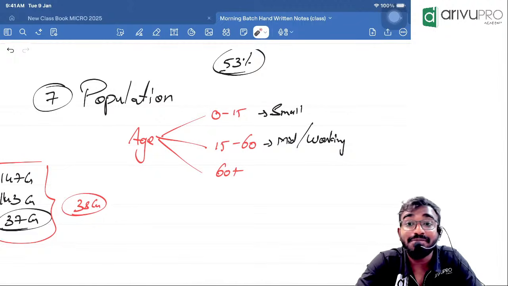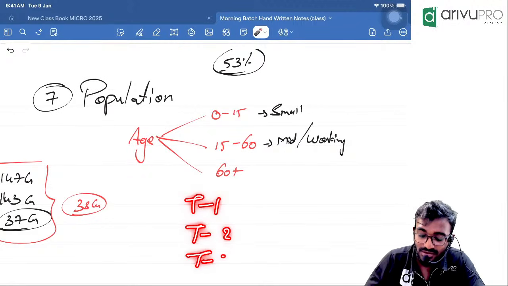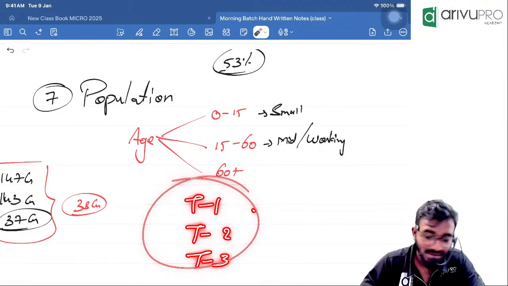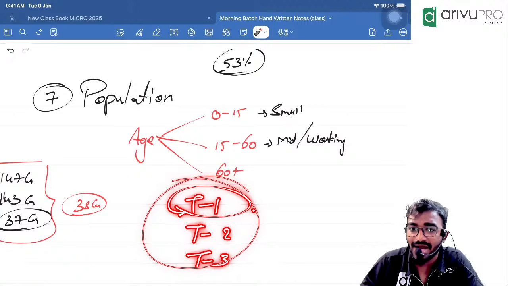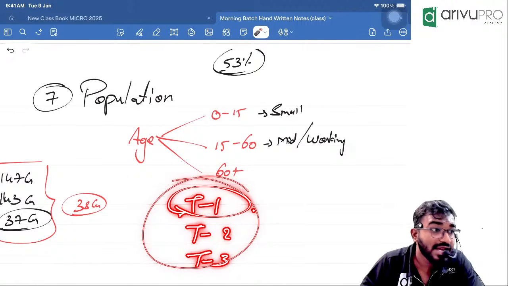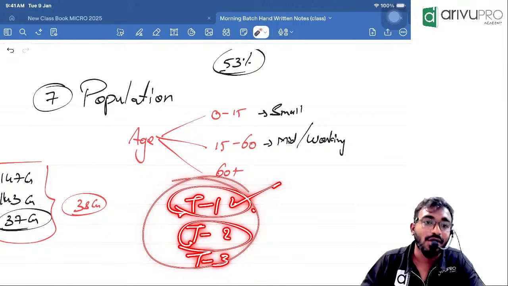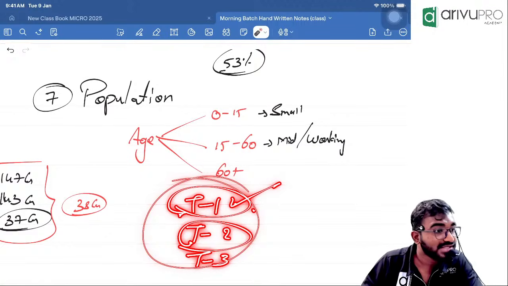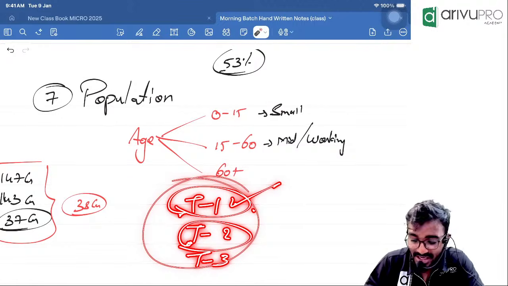Taluks, tier 3 places. See, we classify it as tier 1, tier 2, and tier 3. What is this tier 1, tier 2, tier 3? Tier 1 is big cities, like metropolitan, developed cities like Bangalore, Mumbai, Kolkata, Chennai, Ahmedabad, Delhi. These come under tier 1. Tier 2 is like your district headquarters. For example, Madurai is a district. Erode is a district. Hosur is a district. That is tier 2.